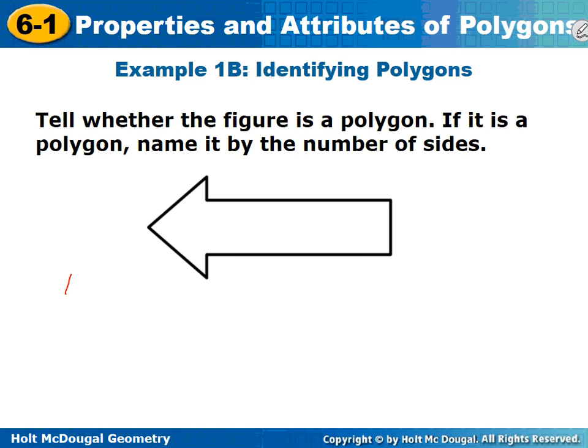Your polygons can go inside of them. So notice how these are kind of going inside. It is still a polygon. It's closed. It intersects at the endpoints, and it's not got any curves. Name of this polygon, Tate? It has 7 sides. Very good. So it is a heptagon. So you're just counting 1, 2, 3, 4, 5, 6, 7. Heptagon.